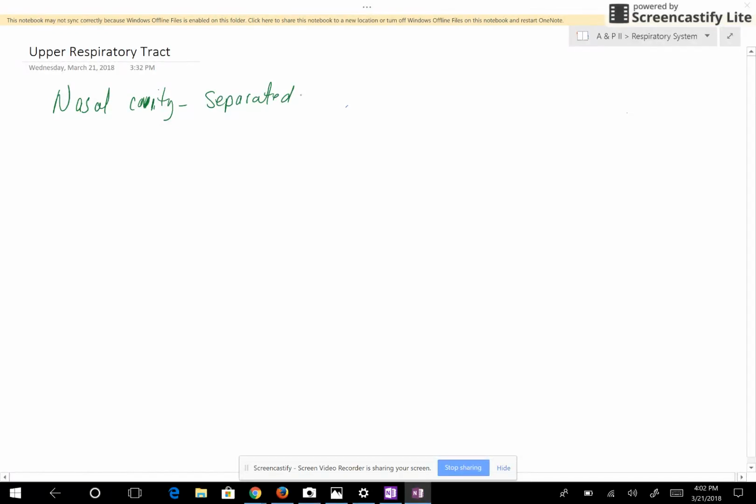What bones are going to make up this septum? Okay, the bones that make up the septum for the nasal cavity are the perpendicular plate of the ethmoid bone, and then the vomer bone makes up the inferior portion.